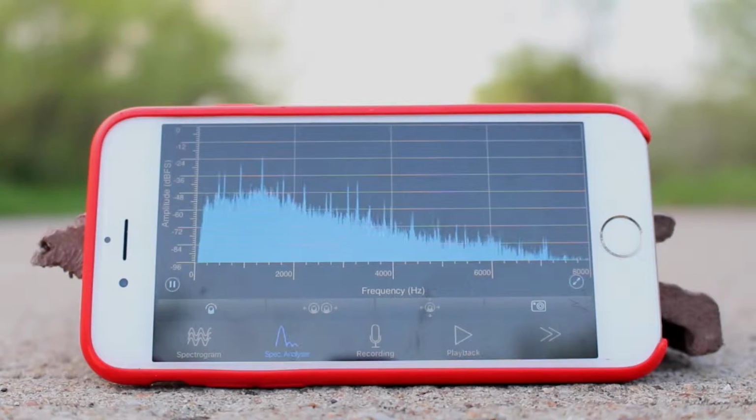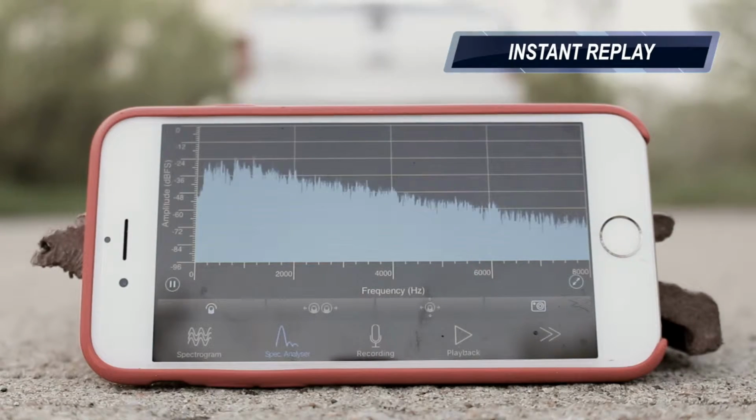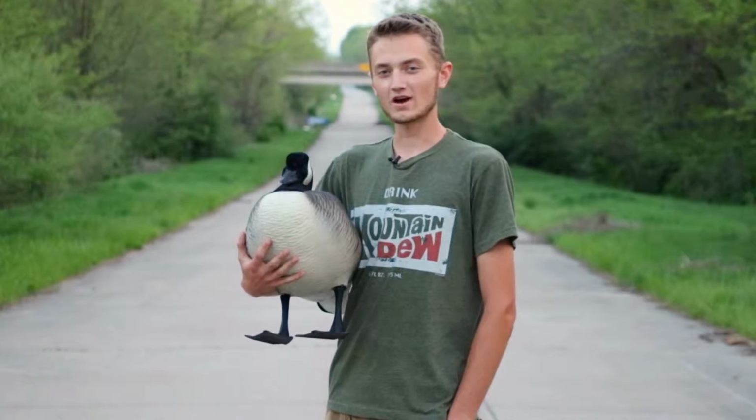Notice on the spectrogram analyzer that the wave pushes to the left as the car passes over, showing a change in frequency detected by the iPhone's microphone. Well, we just proved the Doppler effect is real.